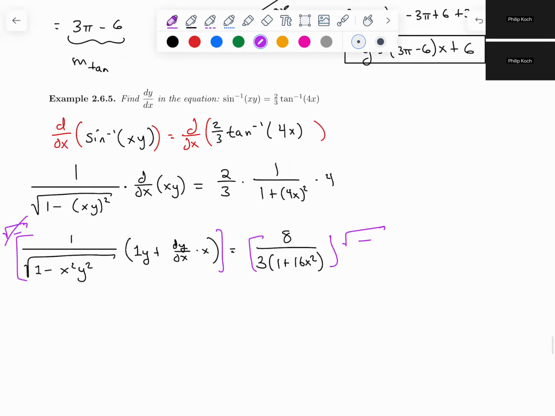And that cancels it on the left-hand side. And you get y plus x dy/dx is equal to 8 times the square root of 1 minus x squared y squared all over 3 times 1 plus 16x squared.